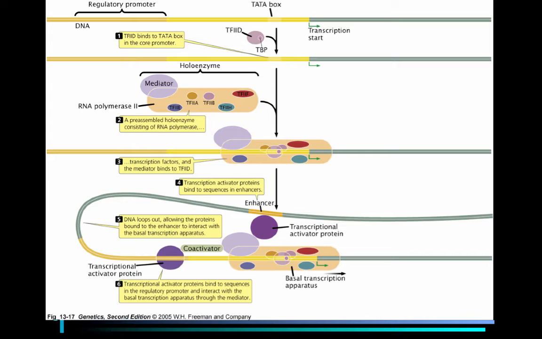So if we just very briefly look at this figure here, we've got transcription factors that are going to bind to what we call the TATA box in the promoter region. The TATA box is a very specific sequence of nucleotides in the TATATA orientation. So that is going to signal RNA polymerase to actually come in and start transcription at that promoter region.